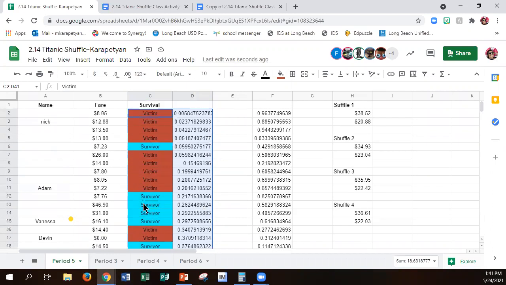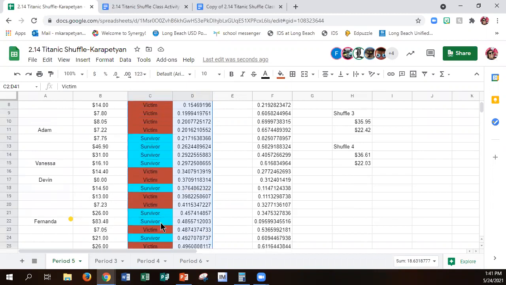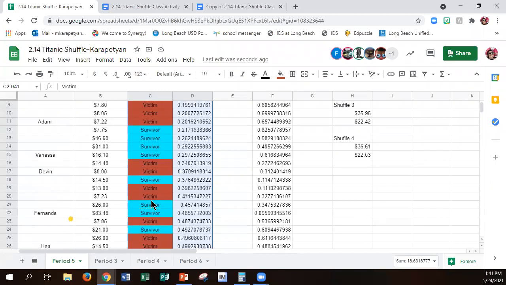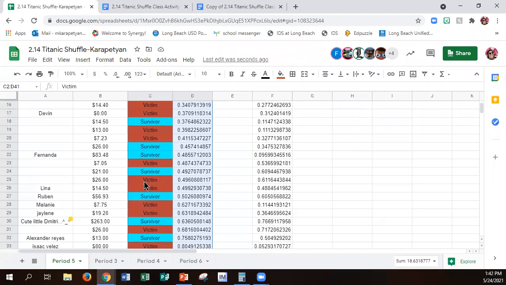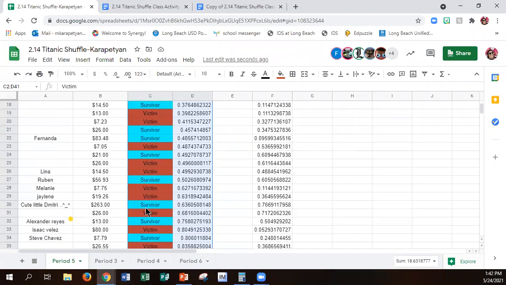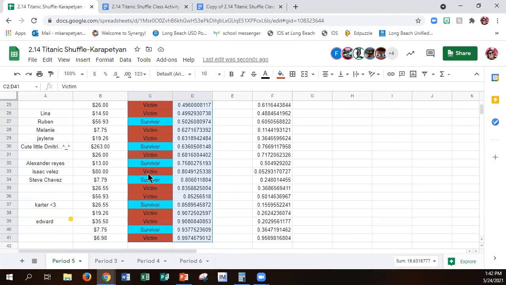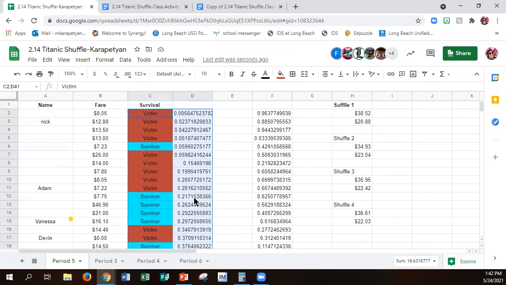Oh, we're gonna take our data as we have it right now. Vanessa survived. Let's see who else. Fernando, you're still living. Ruben, you still survived. Adam's still dead. Mel and Jaylene are kaput. Lena's kaput. Isaac, you died again. Steve, you survived. Alex survived. Carter, you are a survivor. Edward's dead. Sorry, Edward.